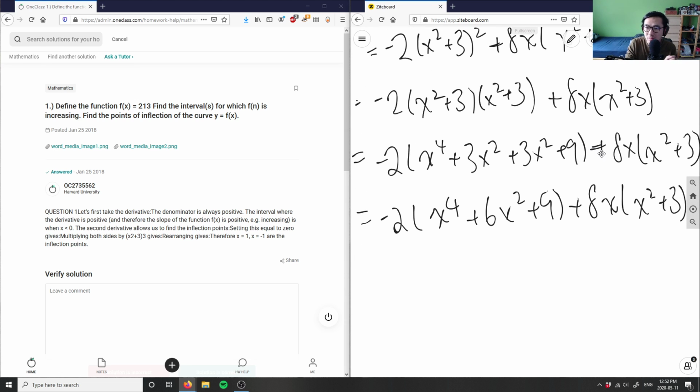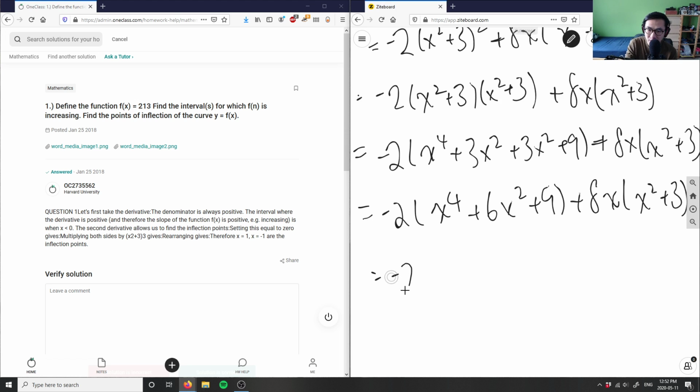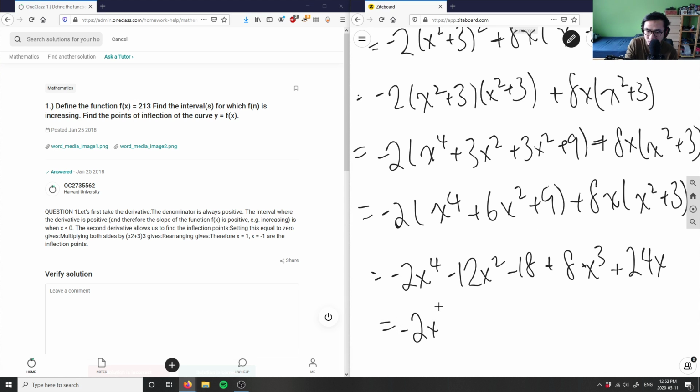And then finally, I'm expanding, multiplying the -2 inside the bracket. So -2x to the 4 minus 12x squared minus 18, plus 8. And then I'm going to expand this as well, so I have 8x cubed plus 24x. And then I'm going to group them with like terms. I have -2x to the power 4, plus 8x cubed, minus 12x squared, plus 24x, minus 18.